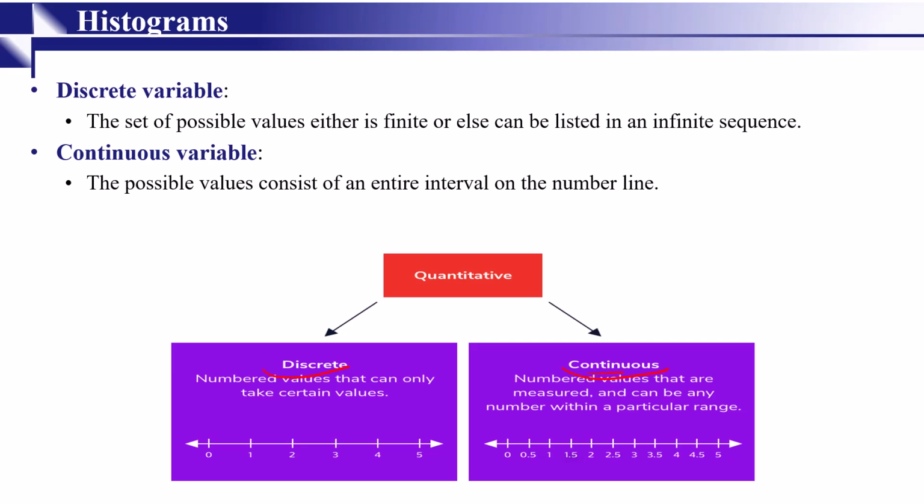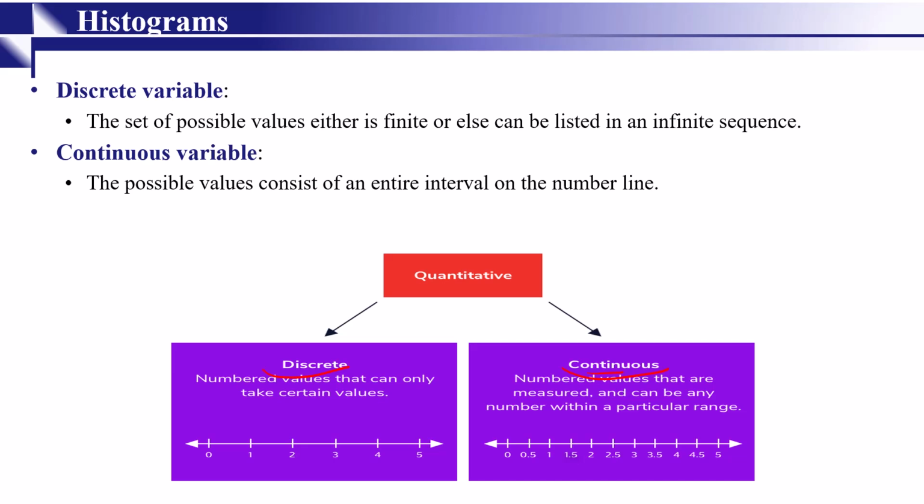On the other side, we have continuous values. A numerical variable is continuous if its possible values consist of an entire interval of the number line, right? For example, time, height, age. A discrete variable always results from counting: 1, 2, 3, 4, 5. However, continuous variables arise from making measurements.